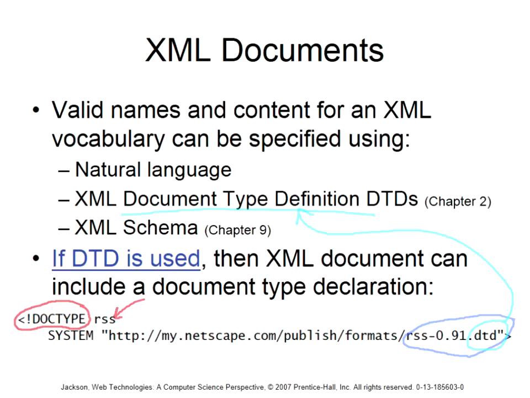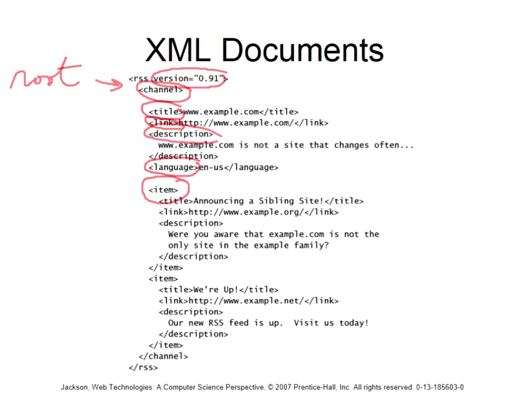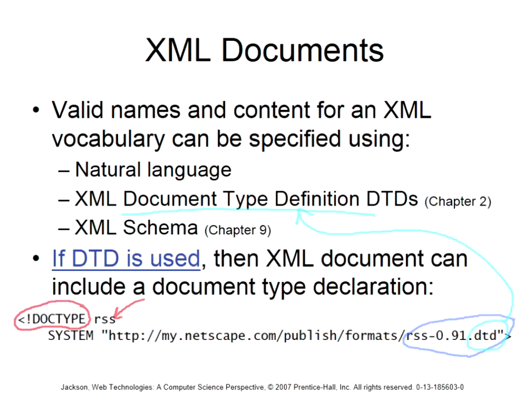So for example here, we can include a document type declaration. To include a document type declaration, we use doctype. For RSS, for example here, the doctype that will be used is RSS 0.91.dtd. So DTD is the extension of a document type definition, .dtd. A document type definition.